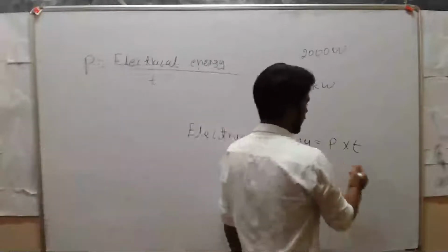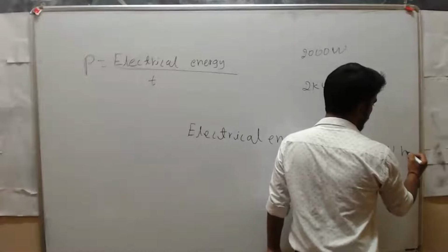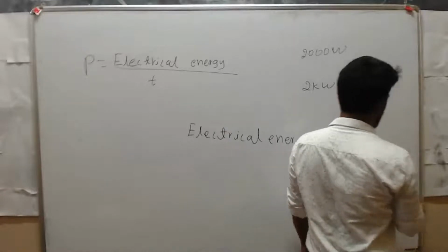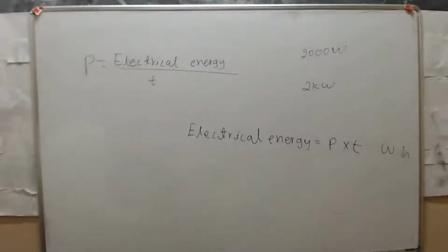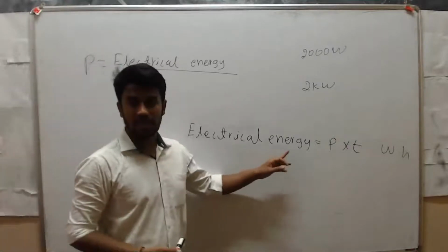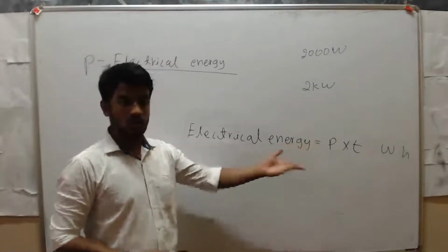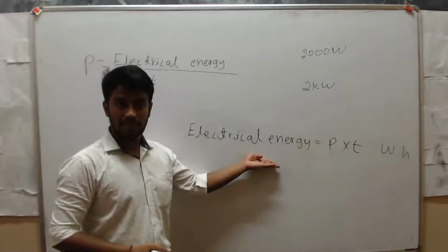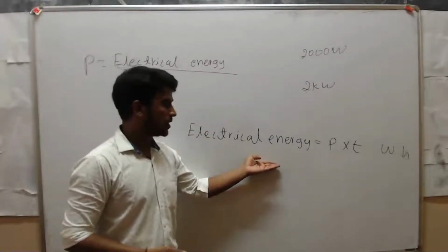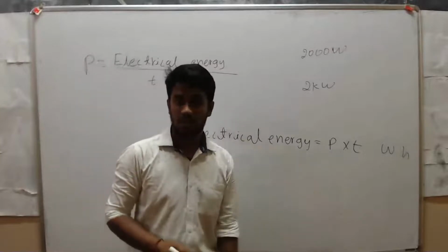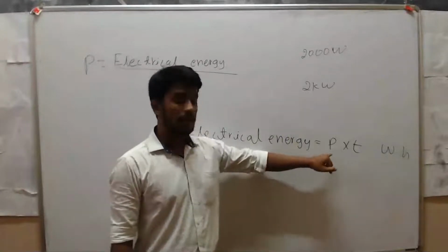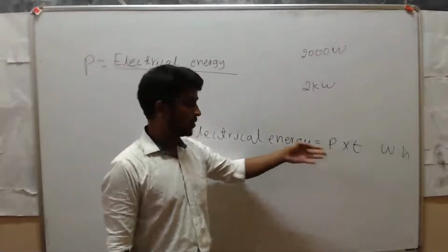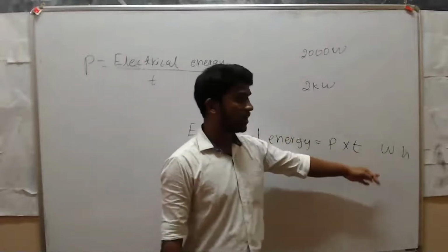We measure power in watt and time in seconds, but here we are using hour instead of seconds. So what is the unit of electrical energy? Watt hour. Here work done is equal to electrical energy; keep that in mind. In the exam, if they ask you to calculate the electrical energy, you have to multiply power and time. So the unit of electrical energy is watt hour.